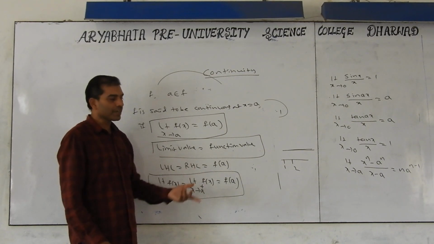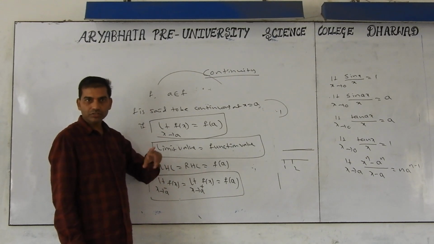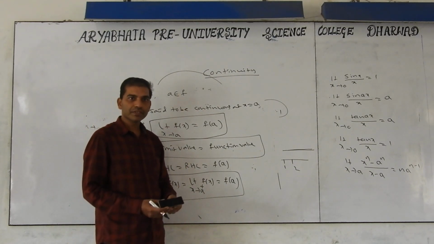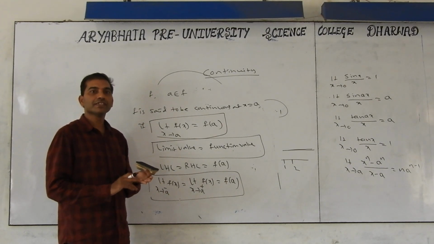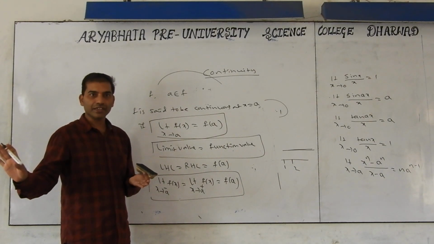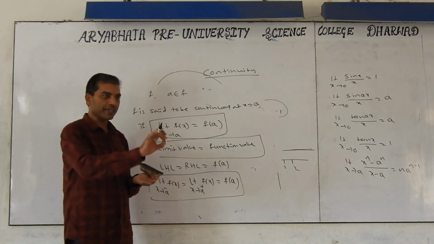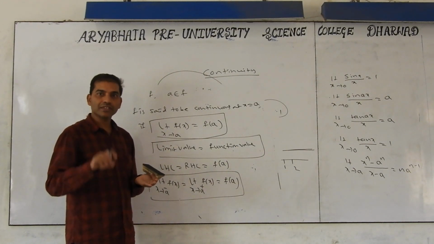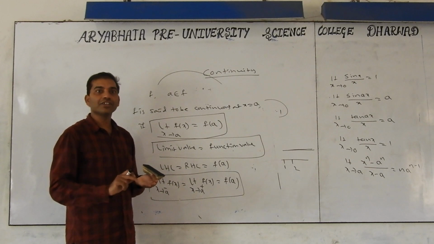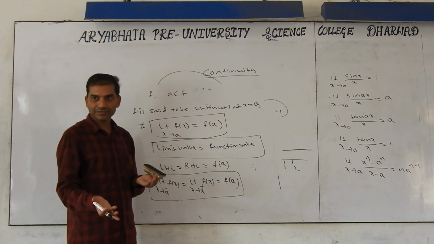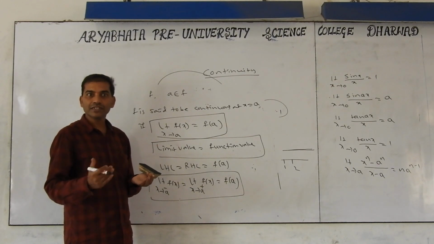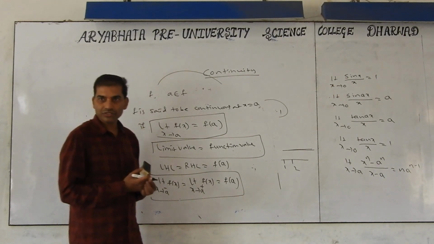By graph method also we can define the continuity. So what does continuity mean by graph method? If there is no break in the graph, then f is continuous everywhere. If there is a break at the point a, then f is not continuous. Not continuous means discontinuous. Understood?